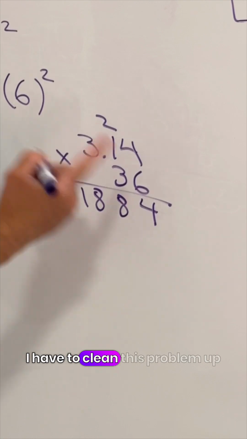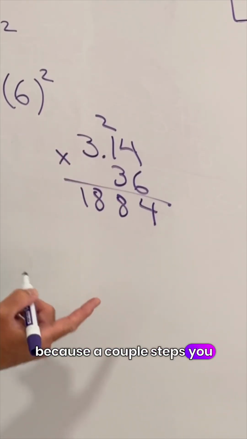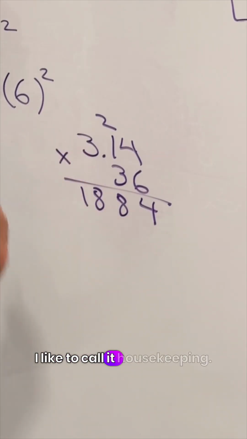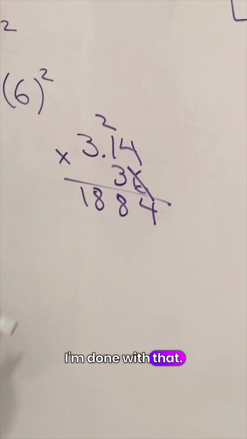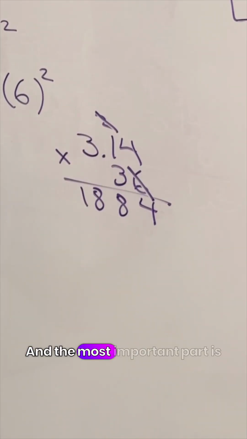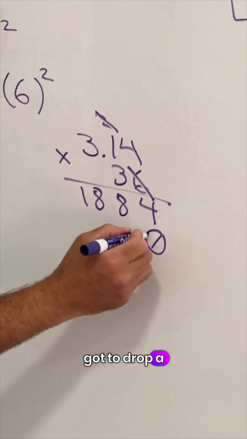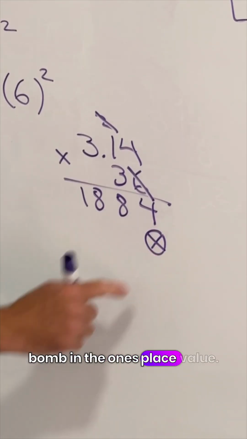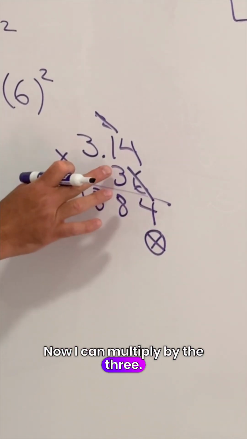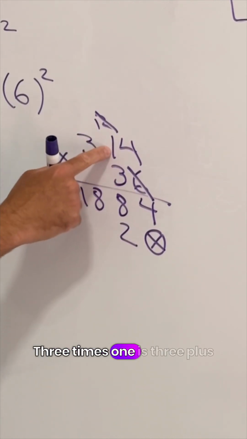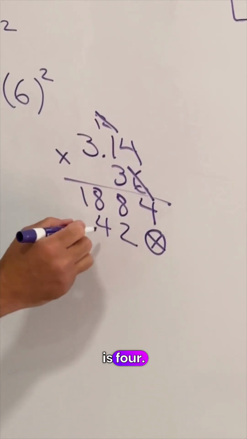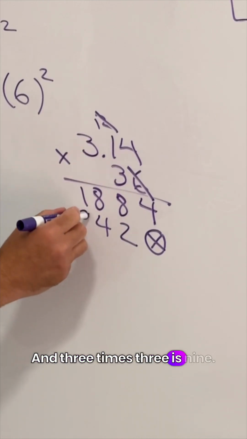Now, I have to clean this problem up because there's a couple steps you have to do. I like to call it housekeeping. So what I do for housekeeping is I cross off the 6. I'm done with that. I cross off the 2. And the most important part is you got to drop a bomb in the ones place value. Now I can multiply by the 3. 3 times 4 is 12. 3 times 1 is 3, plus 1 is 4. And 3 times 3 is 9.